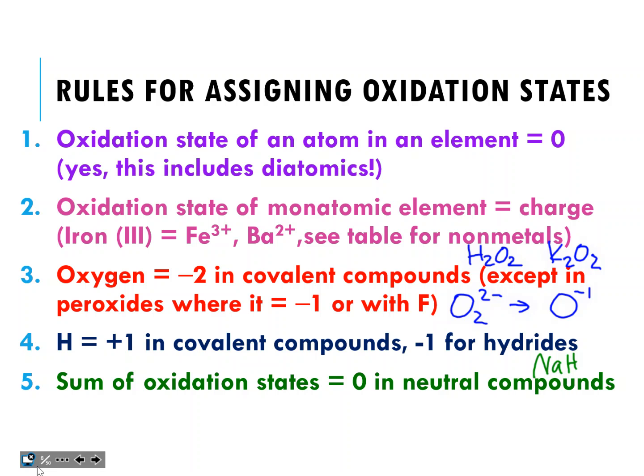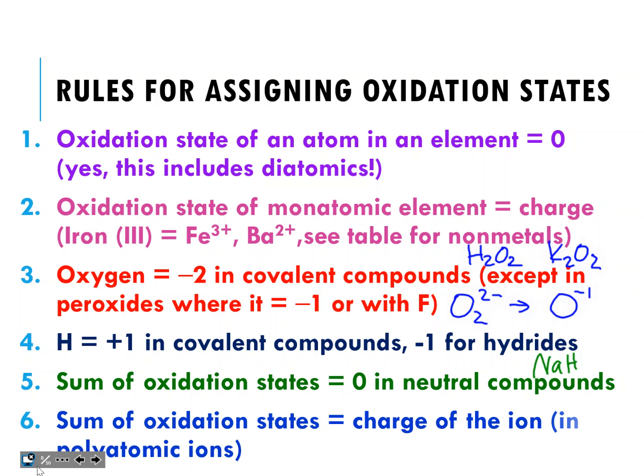The sum of the oxidation states is 0 for neutral compounds. And the sum of the oxidation states for polyatomic ions is going to be the charge that is on the polyatomic ion.